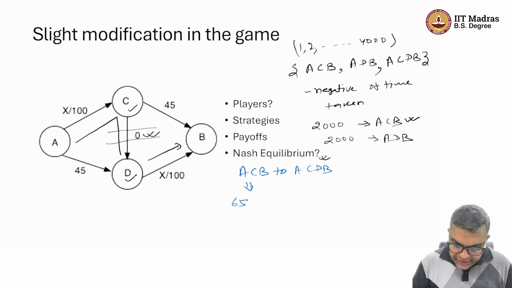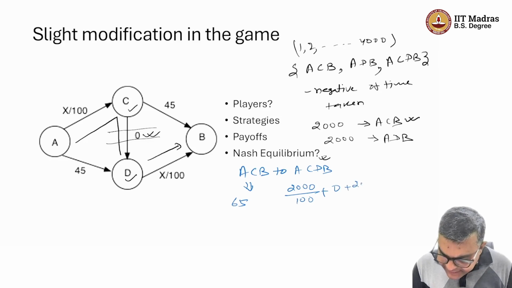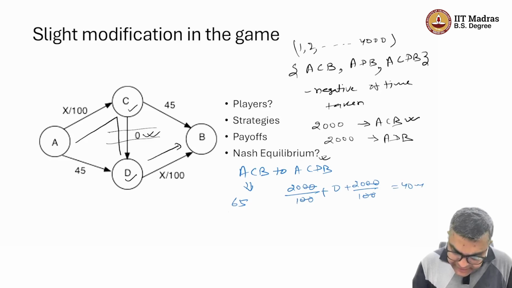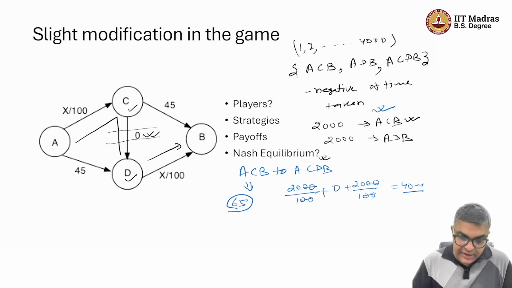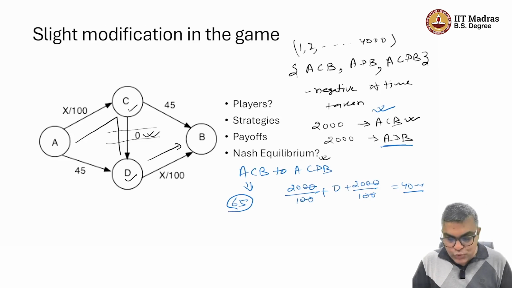But if they change to ACDB, the AC part will take 2000 divided by 100, CD will take 0. Even if you take 2 minutes or 5 minutes, nothing would change, and then D to B will again take 2000 by 100. So this comes out to be 40 minutes. Time taken will reduce from 65 minutes to 40 minutes. Of course, they would change their behavior. In fact, people who are following ADB would also like to go to ACDB unilaterally. They will deviate. So this can no longer be an equilibrium.